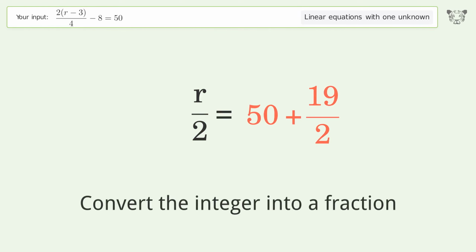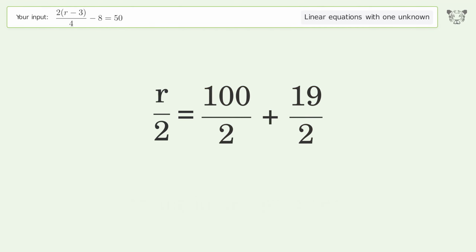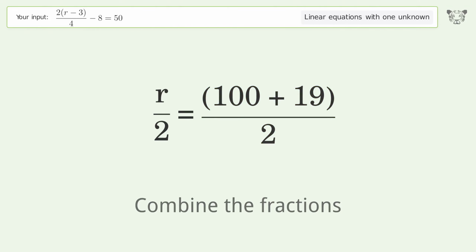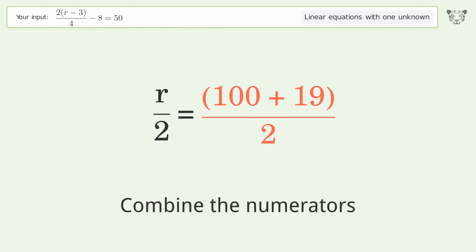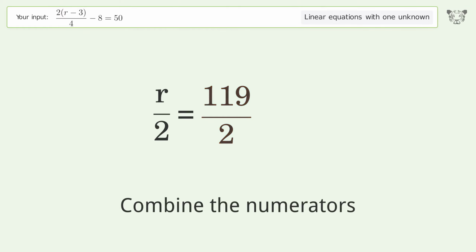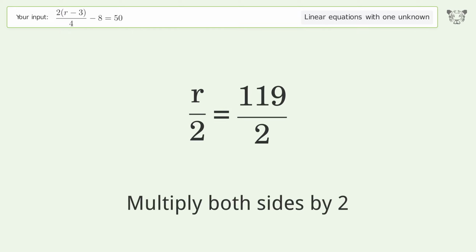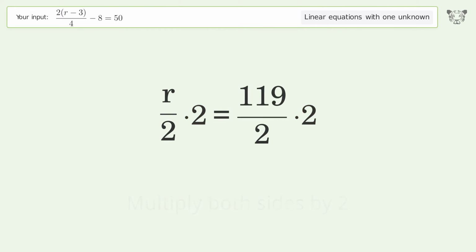Convert the integer into a fraction. Combine the fractions. Combine the numerators. Isolate the k. Multiply both sides by 2. Group like terms.